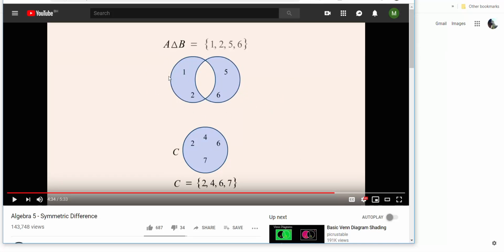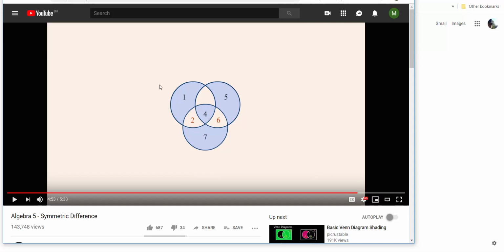And now 1, 2, 5, and 6 delta with 2, 4, 6, and 7. So what you would do is exclude all the shared elements. We have 2 and we have 6. So we will be left with 1, 5, and 4, and 7. So let's check that out. So 1, 4, 5, and 7.